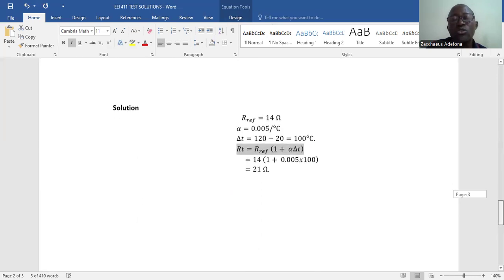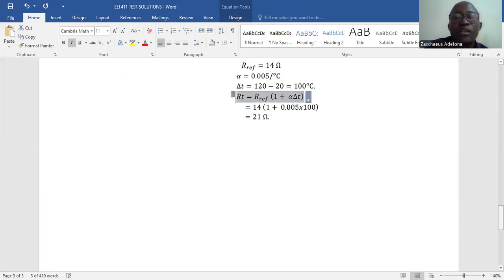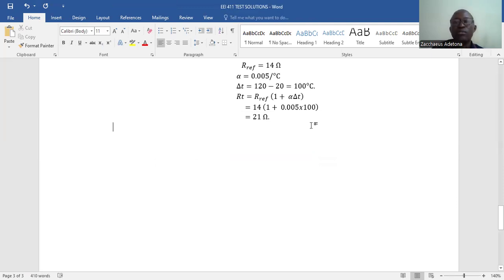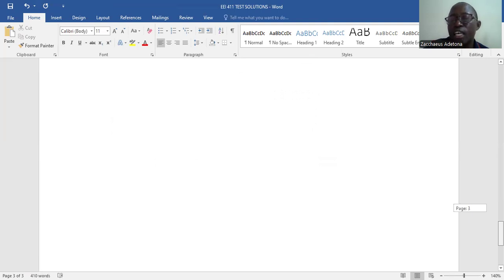So we can substitute those into the formula. We have 14 times bracket 1 plus 0.005 multiplied by 100 degrees C. The answer is 21 ohms. So if you write out this, you will get a full point. That is 4 marks. So you can go over this again.